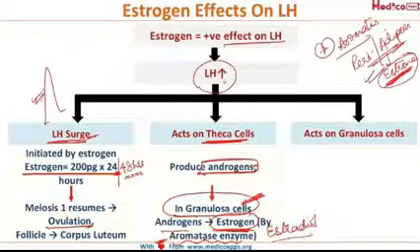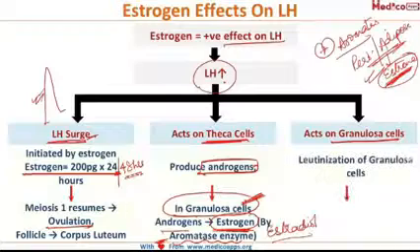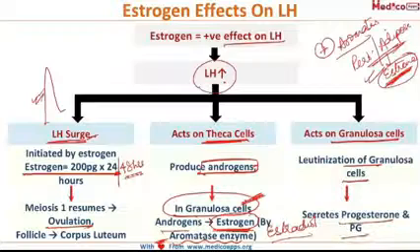Now coming back to the action of LH, apart from theca cells, it also acts on the granulosa cells. Now here it will cause a luteinization of the granulosa cells, and thereby lead to the release of progesterone and prostaglandins. So you see here that all the three steroid hormones have been formed. The estrogen was formed, the androgens are formed, and the progesterone is formed.